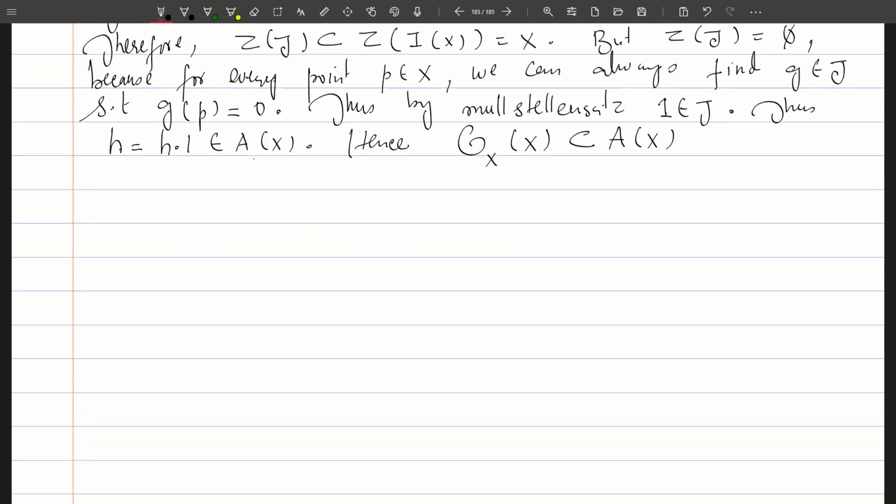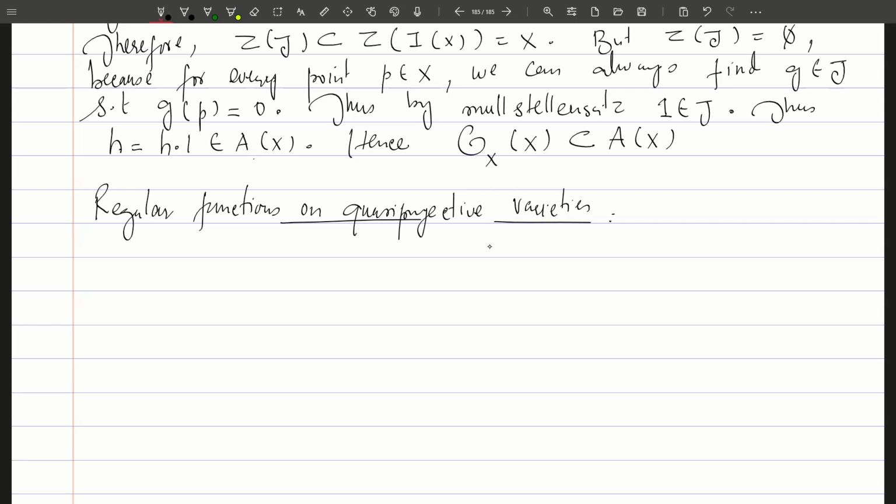Now we want to define the regular functions on quasi-projective varieties. For quasi-projective varieties, we can define regular and rational functions in a very similar way as the affine case. But here we just replace polynomials by homogeneous polynomials. So we have regular functions on quasi-projective varieties. We start this with the definition.